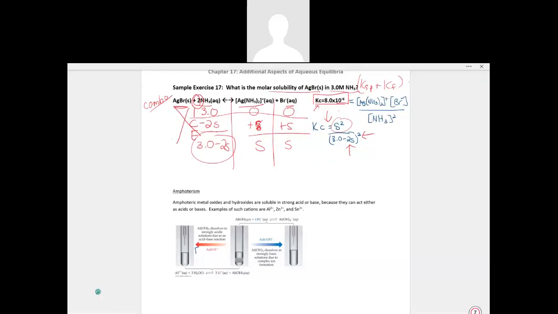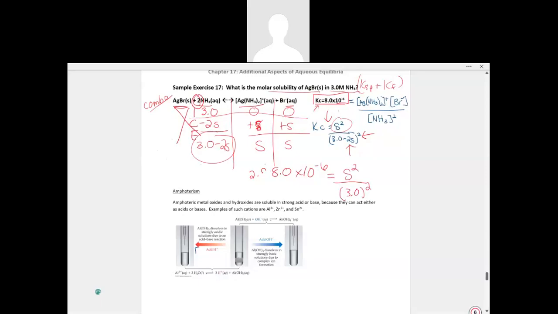So we're going to set our Kc to, that's 8.0. So let's start over here. We have 8.0 times 10 to the negative 6. That's our Kc, and that's equal to S squared over, we're not going to consider that small change in our equilibrium of our ammonia. So we're going to have just S squared over 3.0 squared.